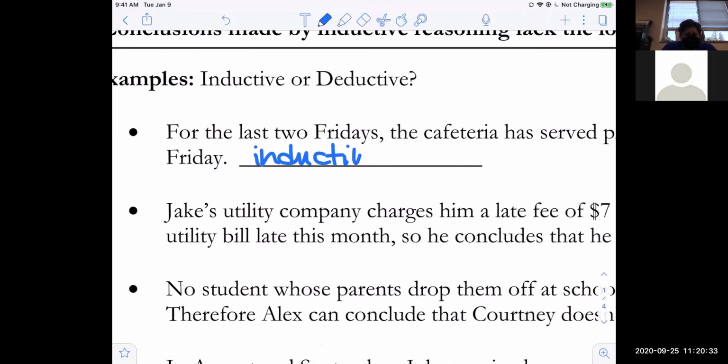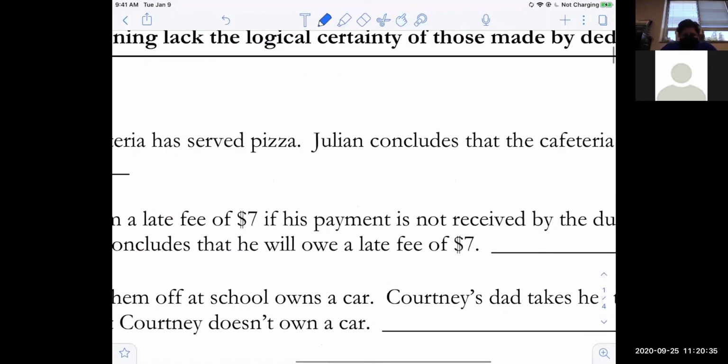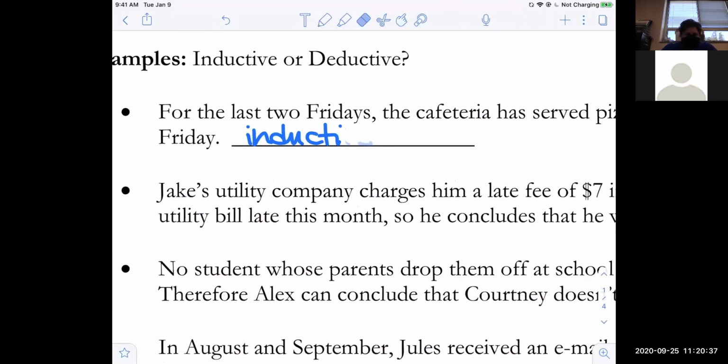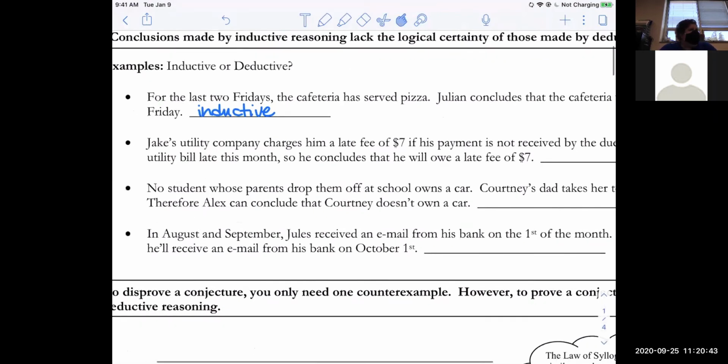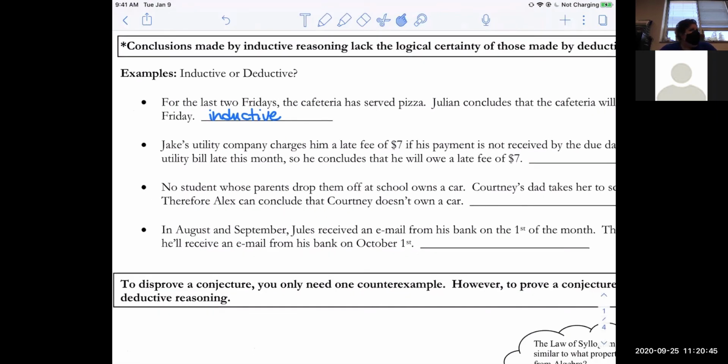Yeah, so Julian is saying, well, this is what I noticed, and so this is the pattern I see, and this is what I think is going to happen. If it was deductive, it would say the menu, not calendar, the menu for the cafeteria is that every Friday they will serve pizza. If that was a kind of policy, then it would be deductive.